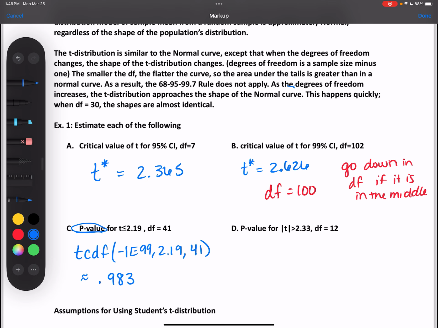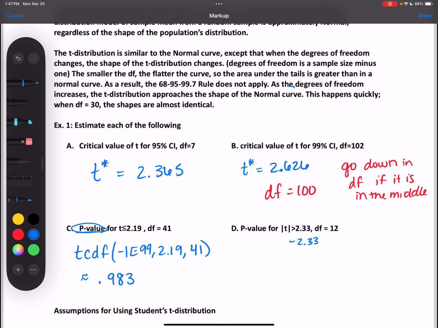Then D, the p-value for the absolute value of t being greater than 2.33 with degrees of freedom 12. Now, what does that absolute value do? Okay, it makes it positive. So what value of t can be in there? Okay, it's going to either be positive or negative, right? So the answer could end up being negative 2.33 also, right? But it's obviously going to end up being the absolute value, so it's going to become positive no matter what. But when I look at this, I need to account for both sides of this, okay? Because it's going to be some on one side and some on the other.